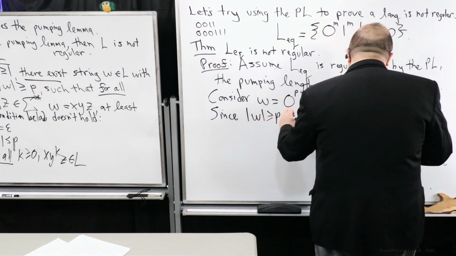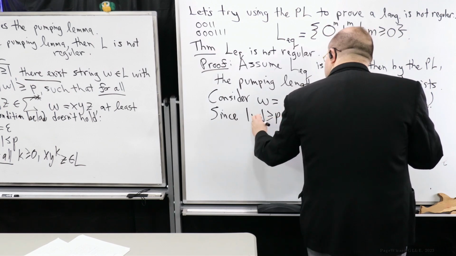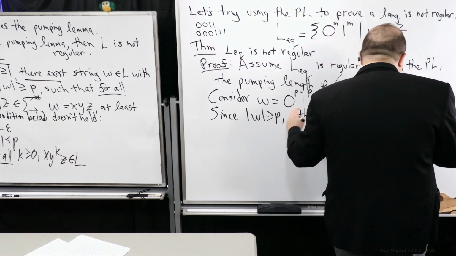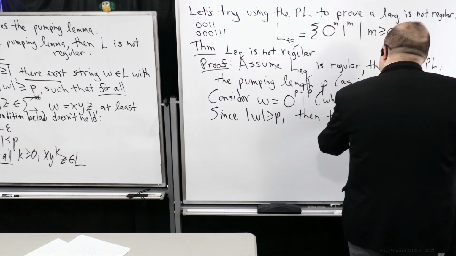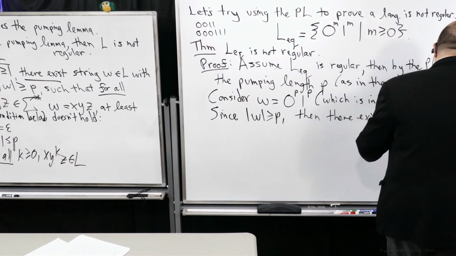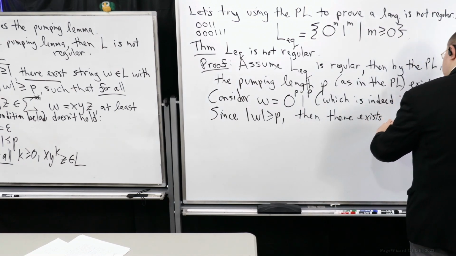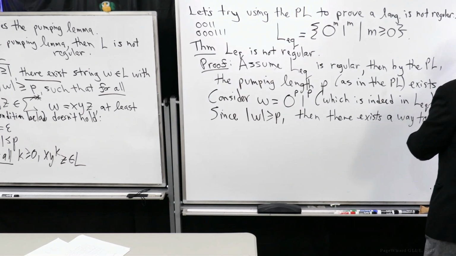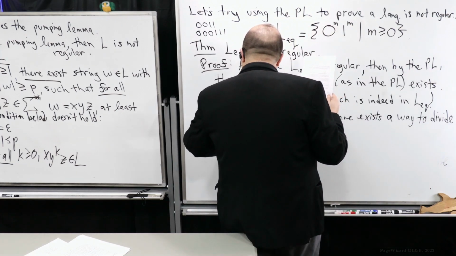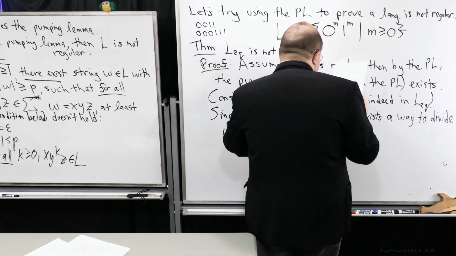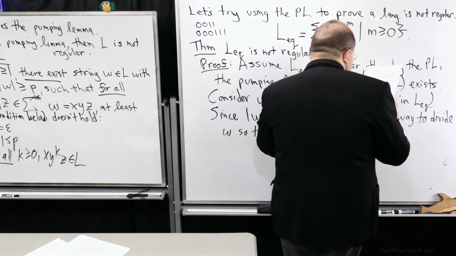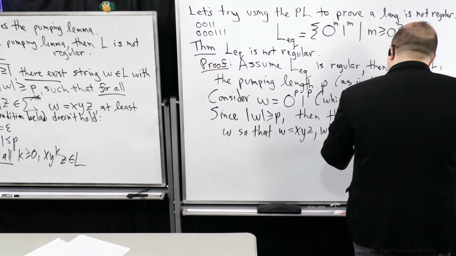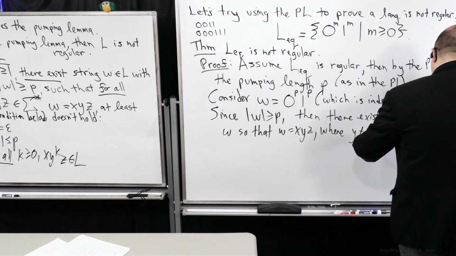So since the length of the string is at least P, then by the pumping lemma, there exists a way to divide W so that W is equal to X, Y, Z, where Y isn't empty.